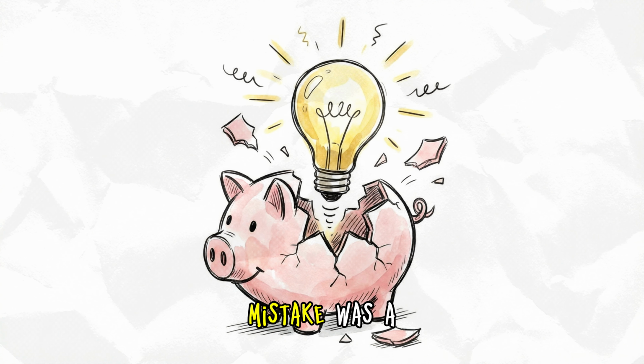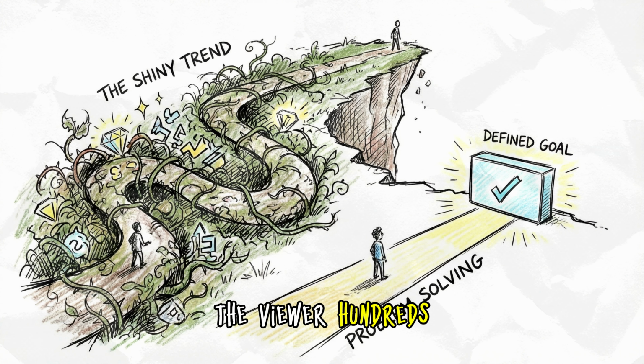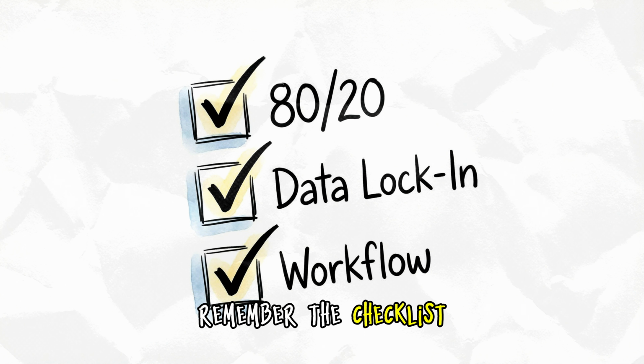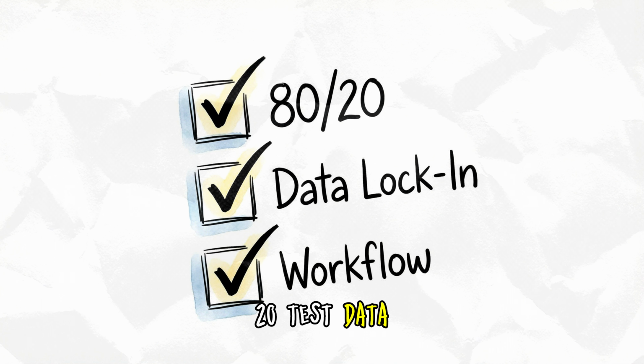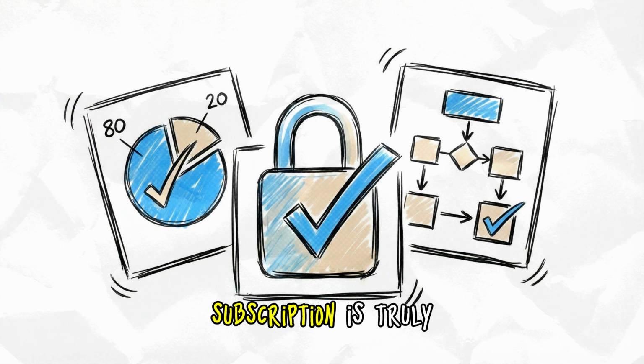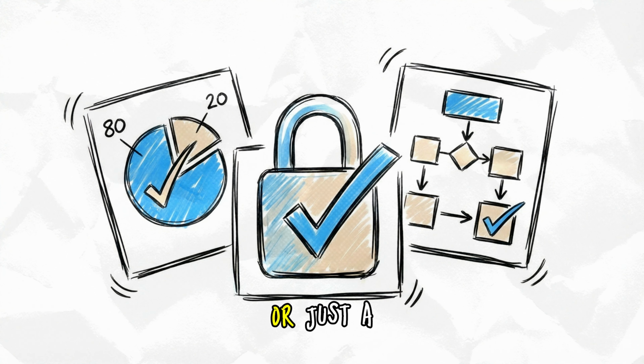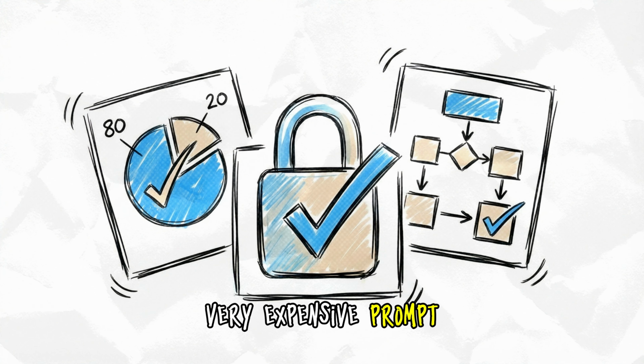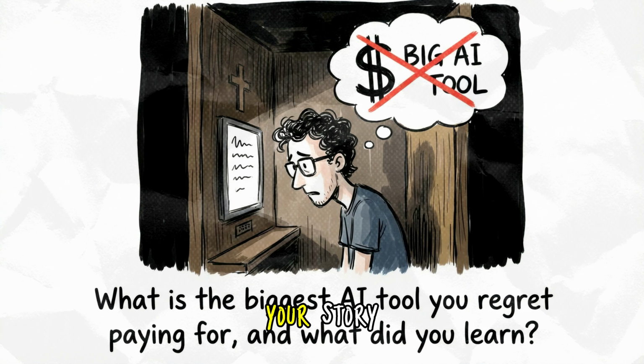My $400 mistake was a hard lesson, but it was worth it if it saves you, the viewer, hundreds more. Don't chase the shiny trend, chase the problem you need to solve. Remember the checklist: 80-20 test, data lock-in check, and workflow elimination. Apply those 3 steps, and you'll know immediately if that $50 subscription is truly innovation or just a very expensive prompt template.